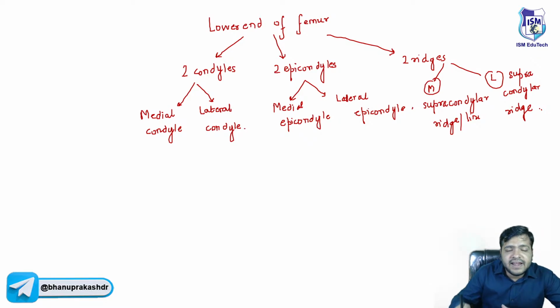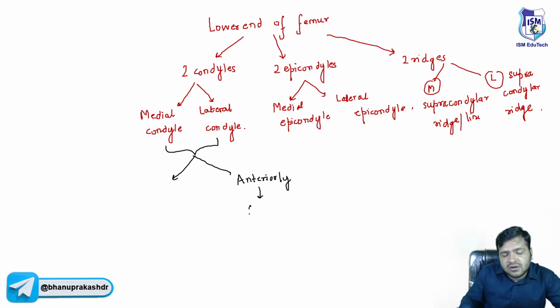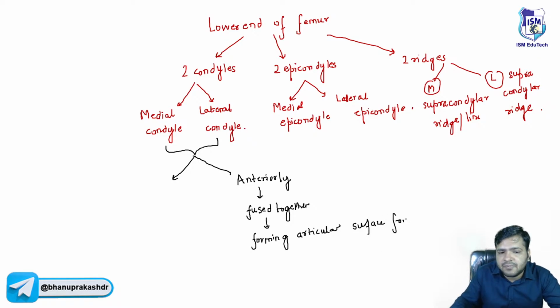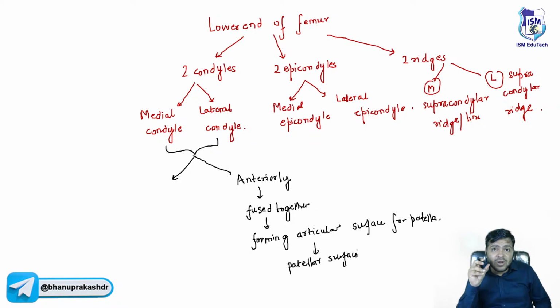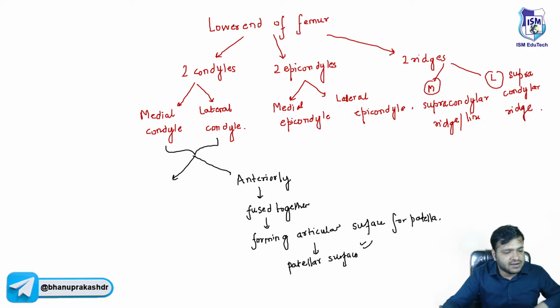Now, the lateral and the medial condyles, anteriorly, basically आगे की तरफ, they are fused together, forming the articular surface for patella. It is also called the patellar surface. So in the lower end of the femur, the front part, the medial and lateral condyles are fused together anteriorly, creating an area in between which forms the articular surface for patella, and that is the patellar surface.